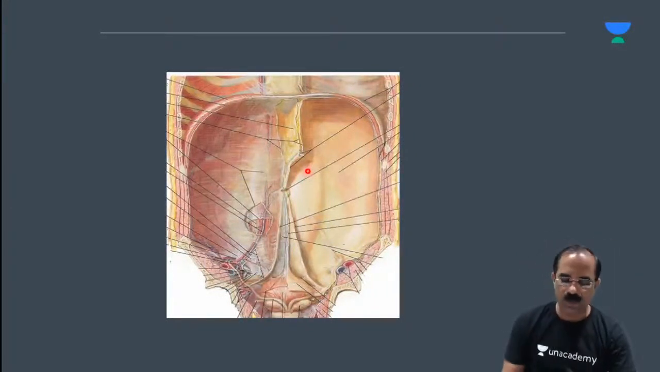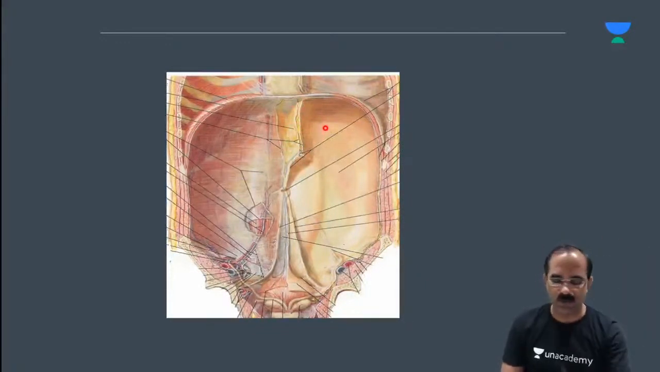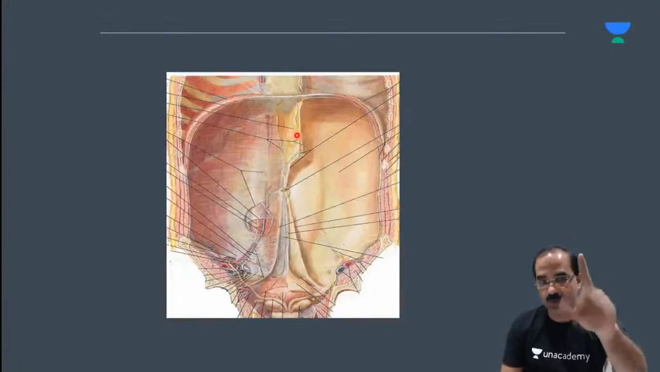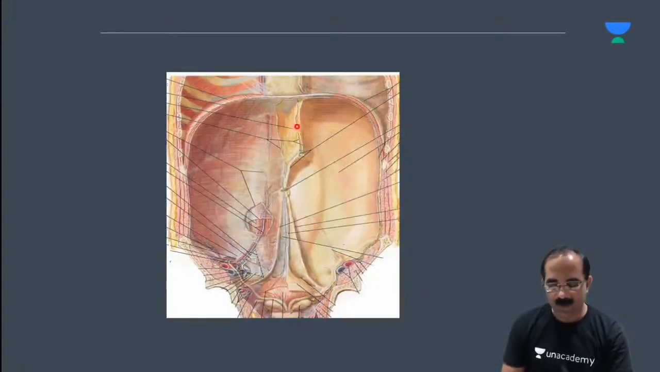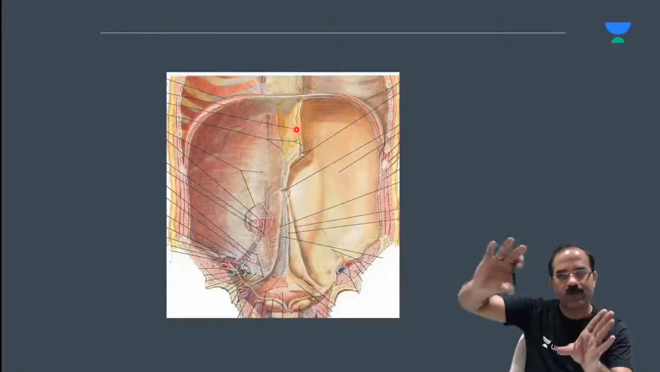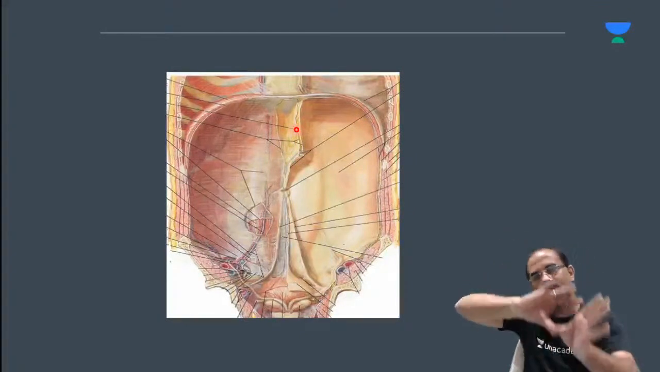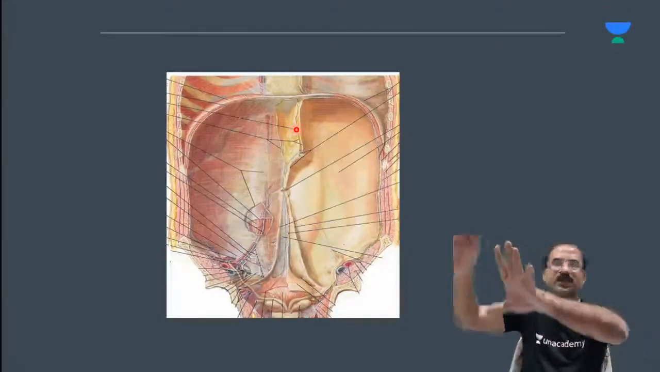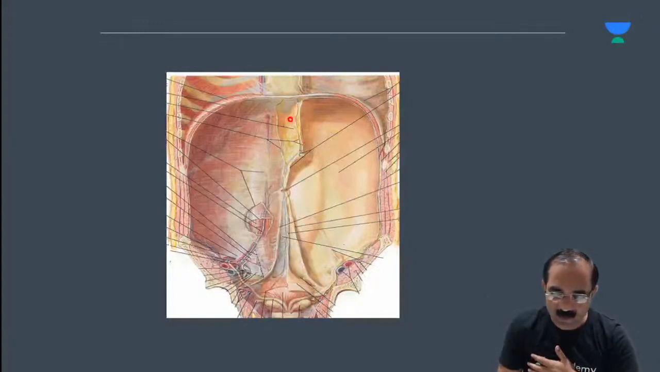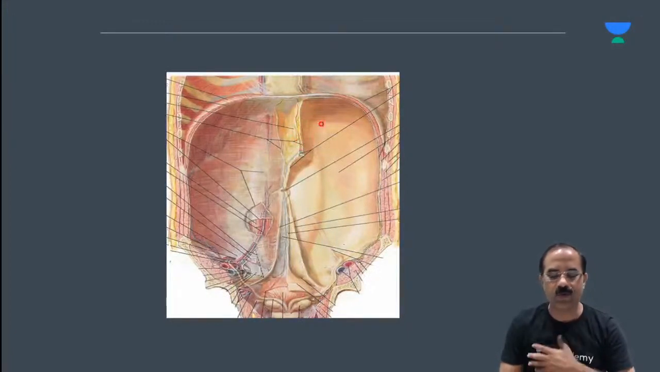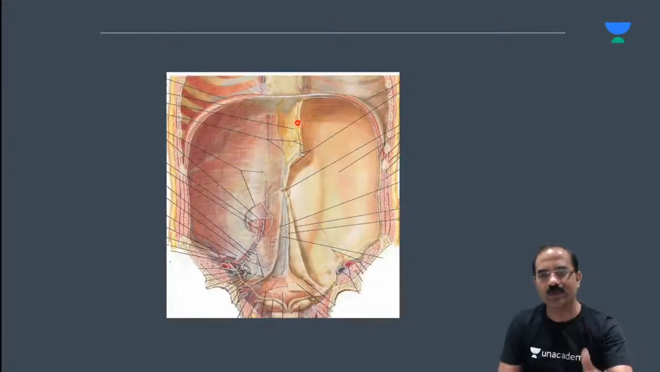ठीक है? So now tell me, what is this fold of peritoneum? Come on, students, answer. Be fast. This you should know. This is a fold of peritoneum which begins from the anterior abdominal wall and goes to the liver. ये liver की तरफ जाएगा. This is the falciform ligament. यही है falciform ligament.